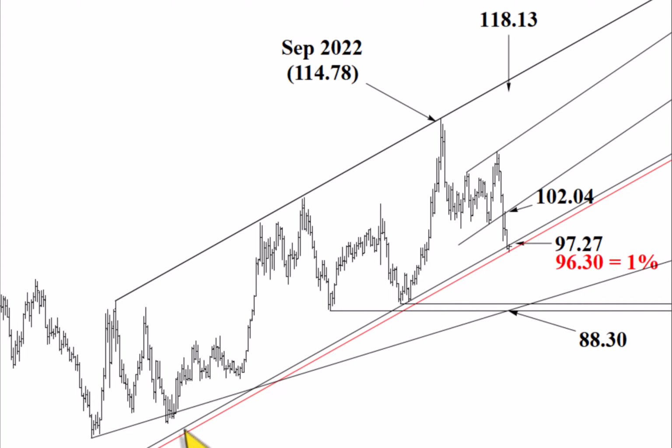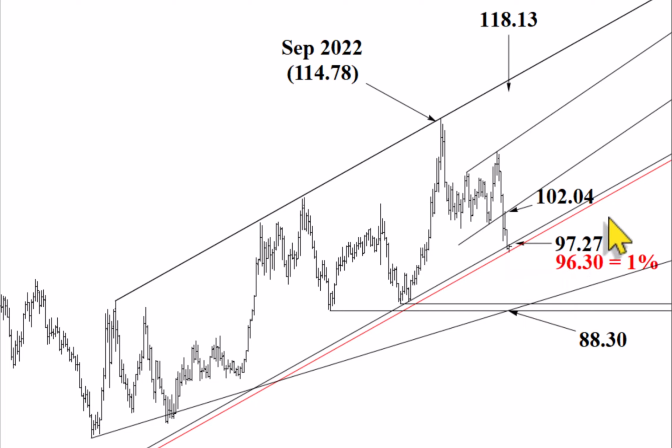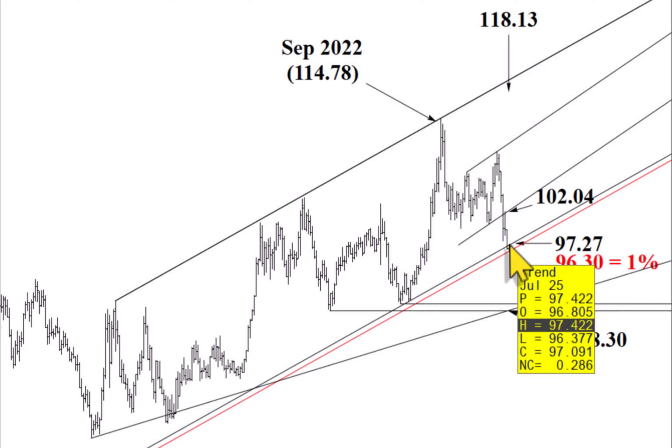But if we don't close below the red line, and if we close certainly back above 97.27 at the end of July, and it doesn't actually have to be at the end of July, I think any weekly settlement above 97.27 during the month of July does neutralize bearish momentum, at least on a near-term basis, enough perhaps to allow a clear settlement at the end of the month above 97.27.